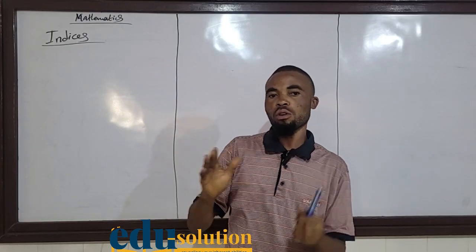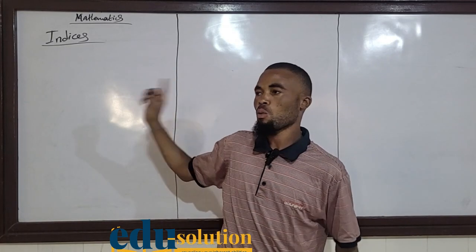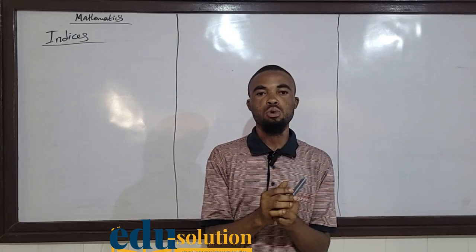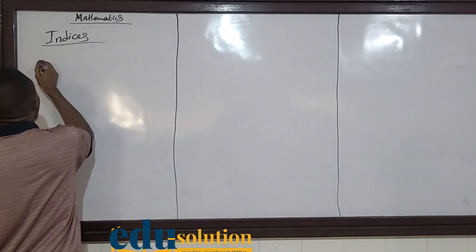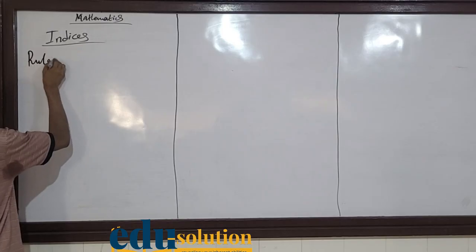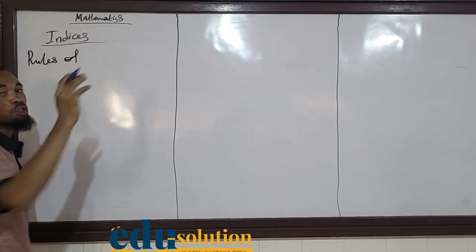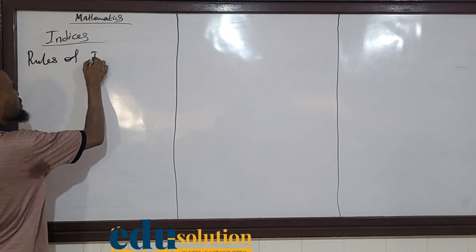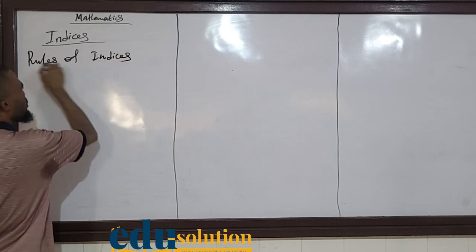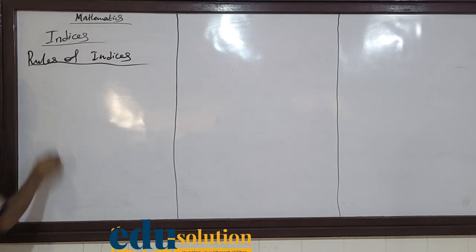Before we'll be able to solve or do anything under this work, we need to apply the rules. That's what we call the rules of indices. So let me begin with that. You can call it rules or you can call it laws. So we have laws or rules of indices. I will just begin by outlining them. Let's take the first one.